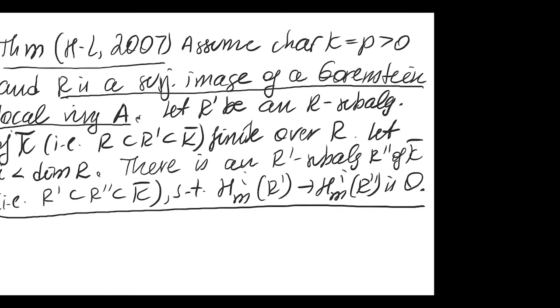And there is an R prime subalgebra. Yeah, I didn't say it here. I should have said that R double prime is not only finitely generated as an R-subalgebra, it is a finite extension of R. So both R prime and R double prime are finite extensions of R. All right? So that's the statement.